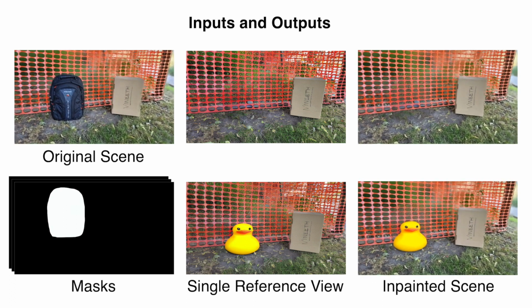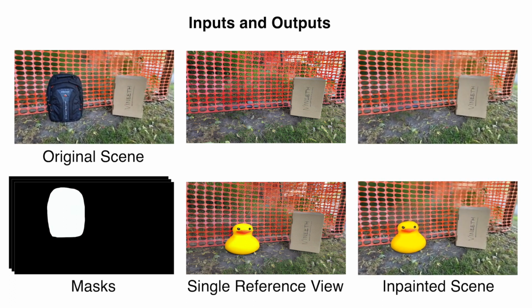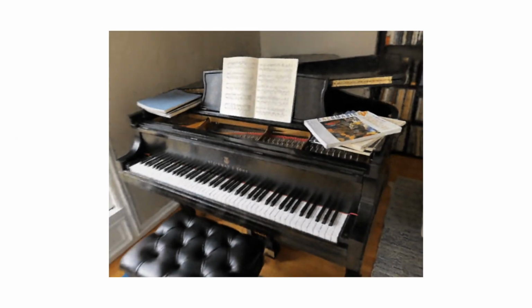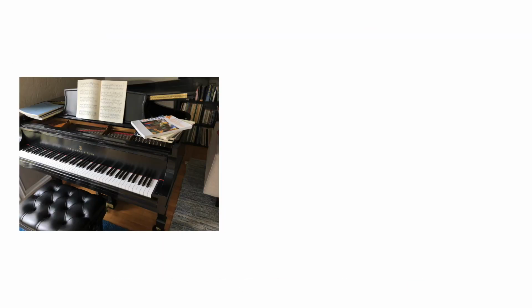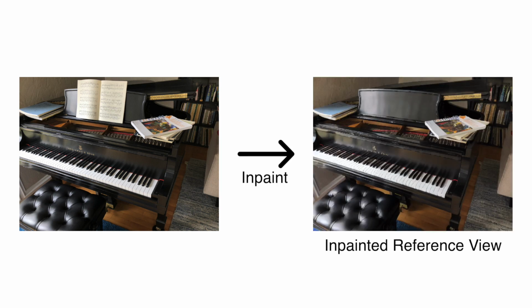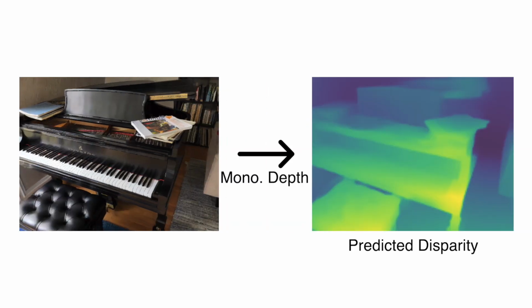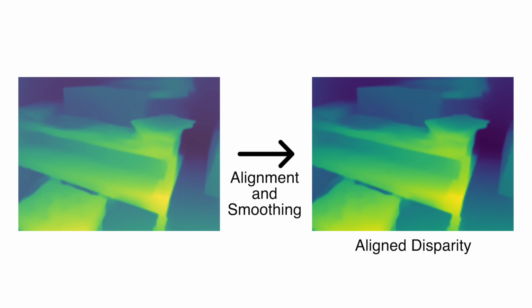The reference view can even contain novel objects like the duck in this example. Consider this piano scene full of reflective surfaces. The goal here is to remove the music sheet. For a single reference view, the user first uses an image inpainter to generate the inpainted reference view. The inpainted reference view is then fed into a monocular depth estimator to get the predicted disparities, which are then aligned to the coordinate system of our NeRF model using our weighted alignment and disparity smoothing components.